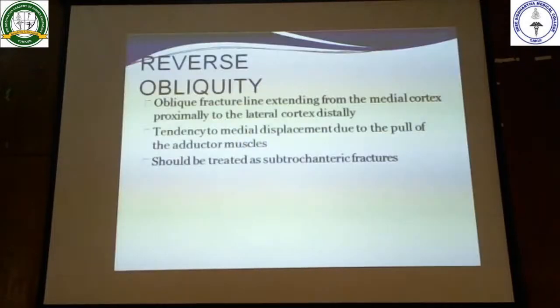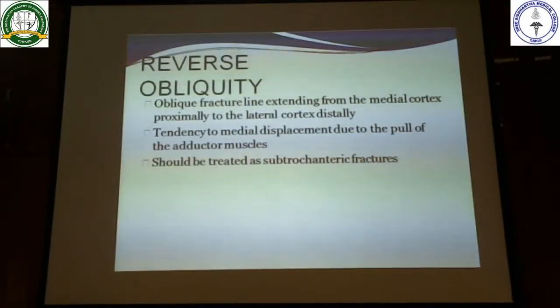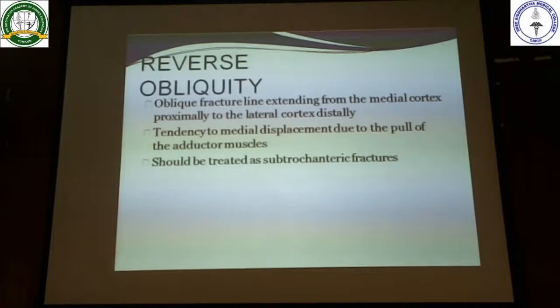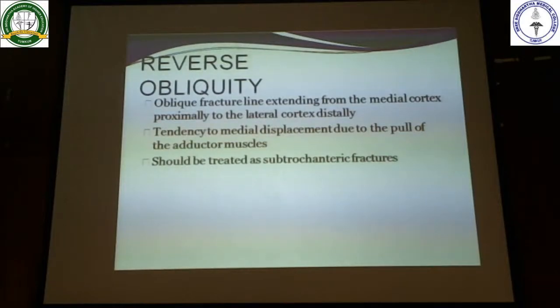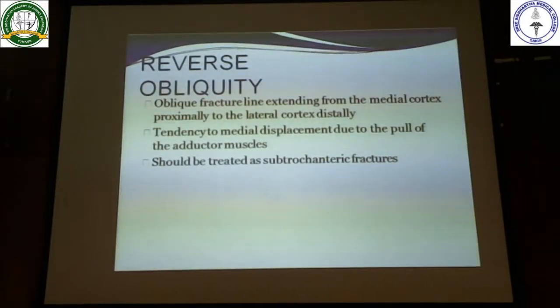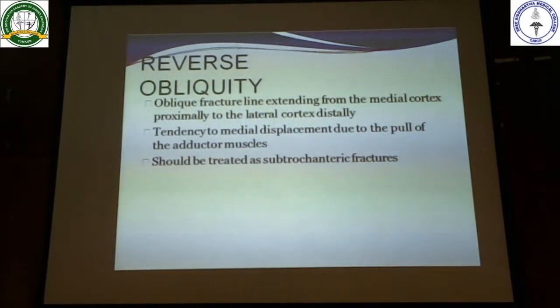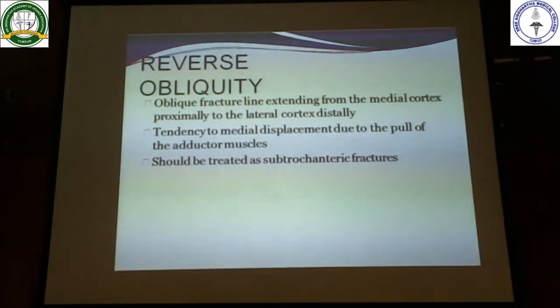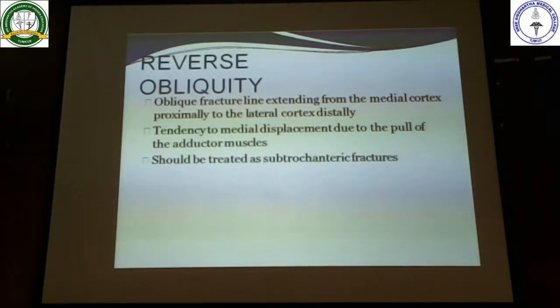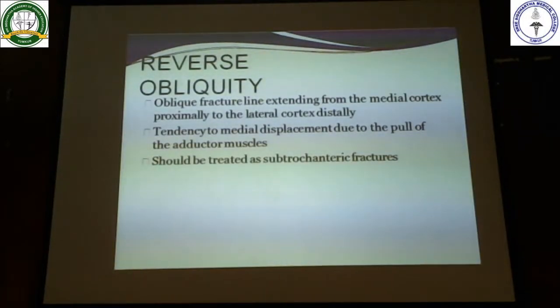Reverse obliquity I already mentioned, an oblique fracture line extending from the medial cortex proximally to the lateral cortex distally. It has a tendency to medial displacement due to the pull of the adductor muscles, and it should be treated as subtrochanteric fracture. So the two different types. One is basicervical, which is anatomically a neck of femur fracture. Whereas this one is actually anatomically a subtrochanteric fracture. That is why they are unusual fracture patterns. They are not purely IT fractures. They are more or less different types of fractures. So these are the special types of fracture patterns.